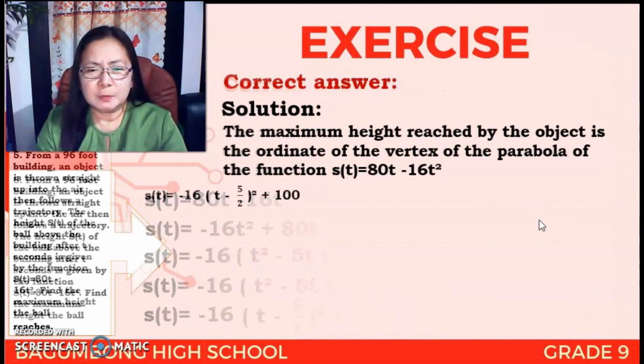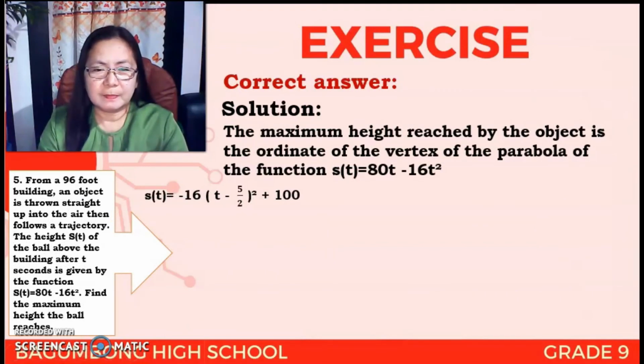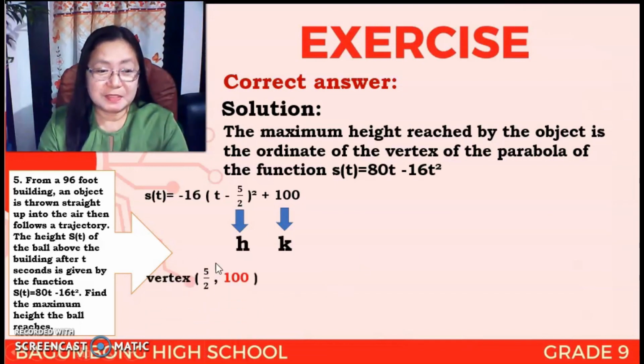Or, you can also use the vertex of the function. So this is the vertex of the function, 5 over 2 and 100. So, 100 is the value of k. So, that is the correct answer.